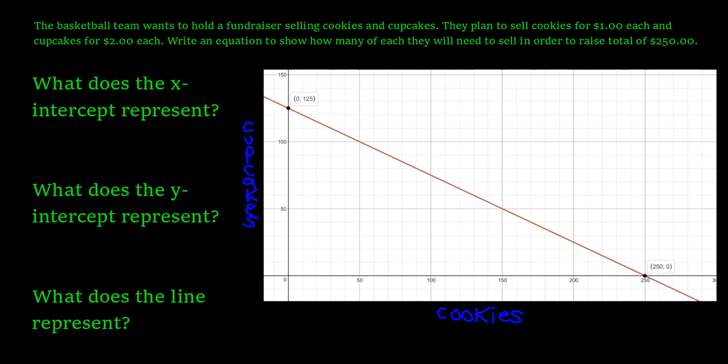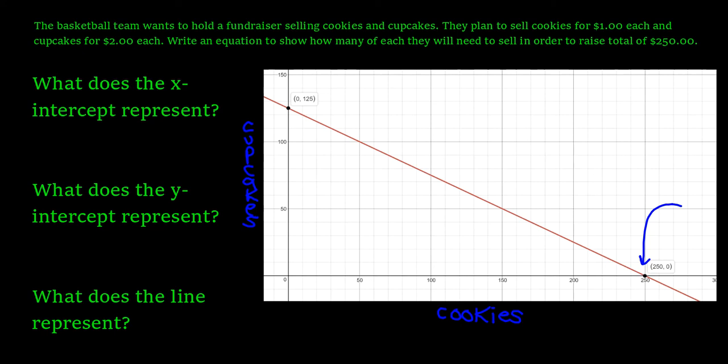And now we want to interpret this graph in terms of the question. So what does the x-intercept represent? What does that point right there represent? Well, that point represents that in order to raise $250, I could sell 250 cookies. So one way to raise $250 would be to sell all cookies, 250 of them.